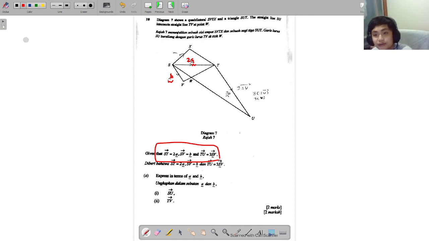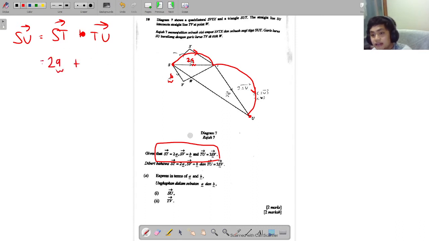So I want us to find what's SU. So to find for vectors is very easy. We take SU. Basically, how do we go from S to U in a very simple way? We can basically go from S to T and then T to U, right? And that is how we can do SU. So it's ST plus TU. ST is given as 2a and TU is given as 3SV in the question, and we know that SV is equal to b. So it's just 2a plus 3b.